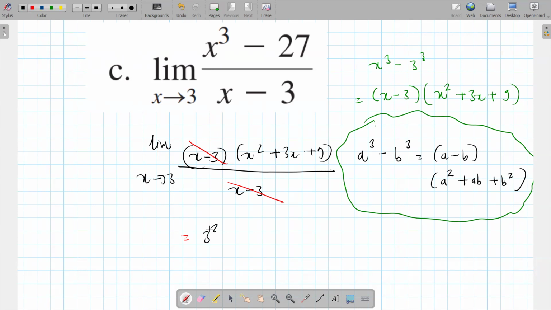So it'll be 3 squared, because this is the only thing that's remaining, 3 squared plus 3 times 3 plus 9. So it's 9 plus 27 plus 9, 45. Final answer, done.